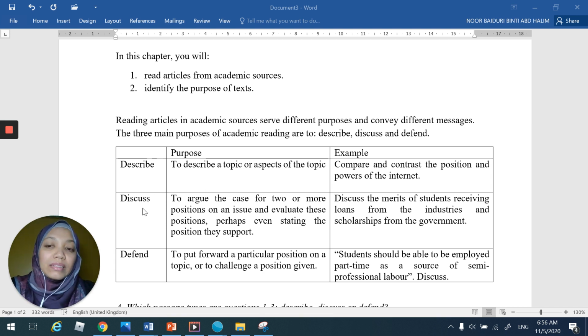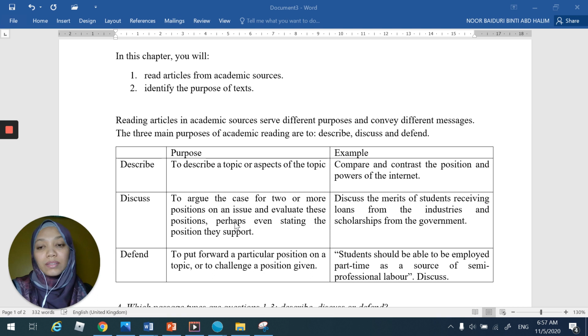When a writer discusses a certain issue or topic in an article, the writer would commonly argue the case for two or more positions on the issue, and at the same time would even state his or her position, which he is more inclined to. That means he may be comparing between two options, and then perhaps stating his own point of view, which one he prefers.